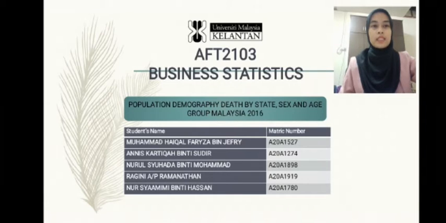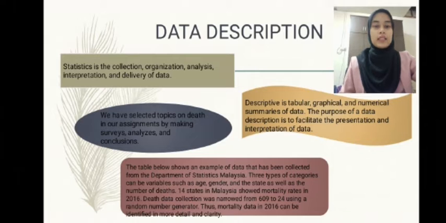We decided to select the topic population demography, data by state, sex and age group Malaysian in 2016. Statistics is the collection, organization, analysis, interpretation and delivery of data. Data description is a tabular, graphical and numerical summary of data. The purpose of a data description is to facilitate the presentation and interpretation of data.